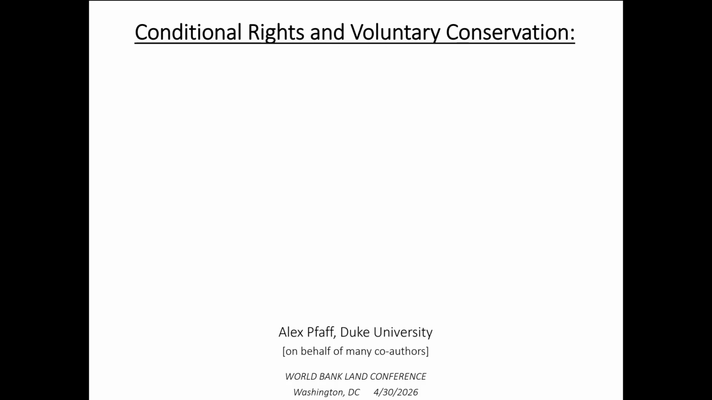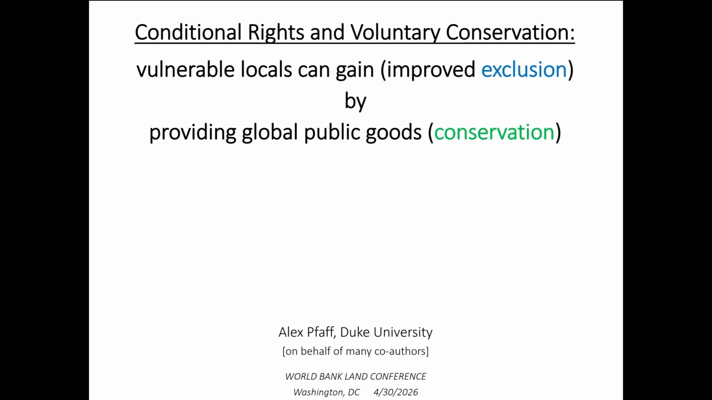I am calling what I'm talking about conditional rights. This is a group who will probably have many other better names, but I'll go with conditional rights until you tell me afterwards. And voluntary conservation. So what is going on? Vulnerable locals whose exclusion rights are weak have a hard time excluding others. They can improve their exclusion by providing global public goods, or conservation. So a local rights-based control of your land is good reason to provide global public goods.